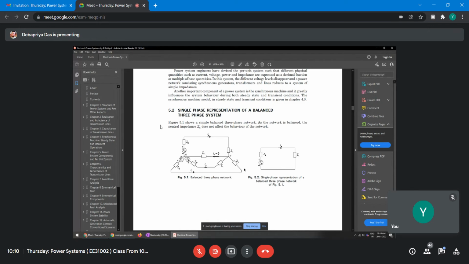So everything will be represented by a single line diagram rather than drawing all the three phases. This is a single line diagram, right? Only a single phase we are representing. So as it is a single line diagram, the three-phase transmission line also later we'll draw by a single line diagram, right? So this is your single phase representation.